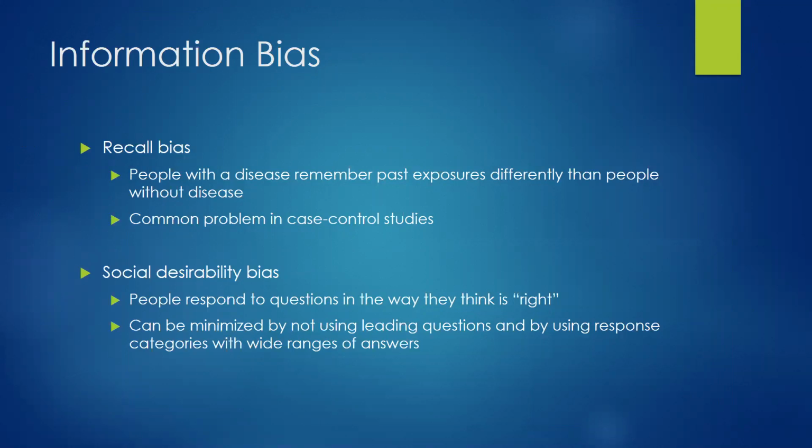Social desirability bias is another type of information bias. This is when people give us answers that they think we want to hear. So if you're asking people about fat intake or physical activity, they might give you an inaccurate response because they know they're supposed to be limiting their fat intake or doing more activity.